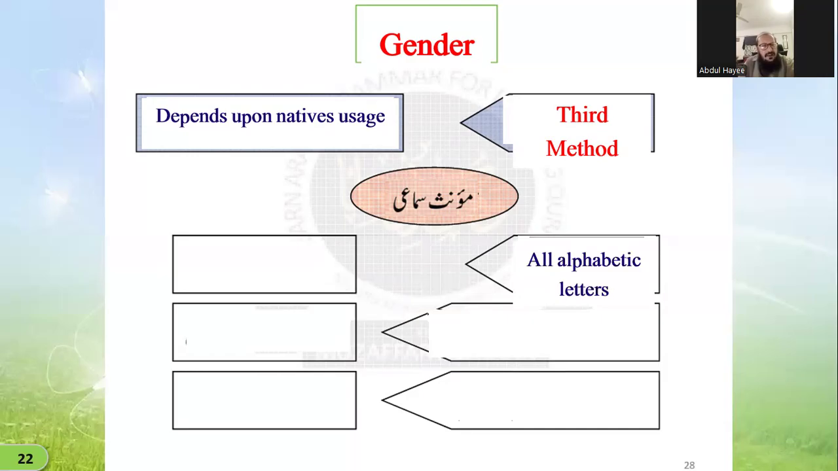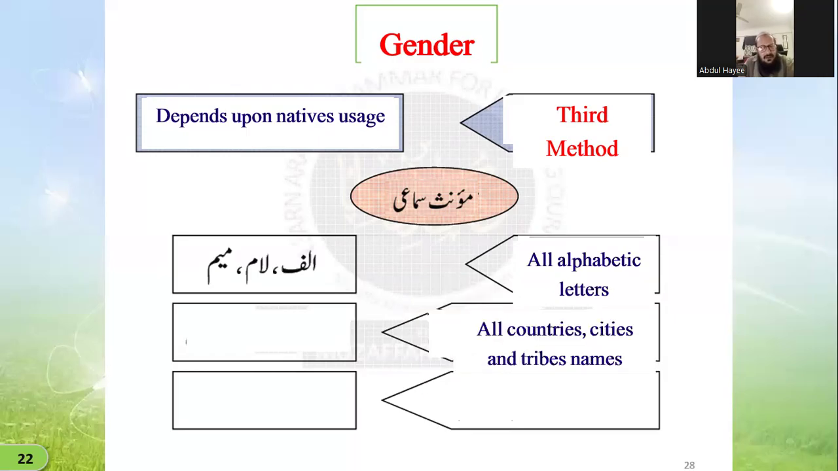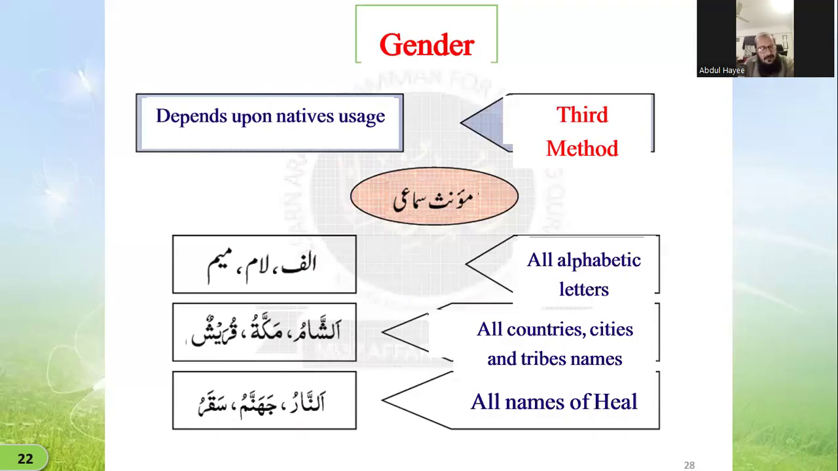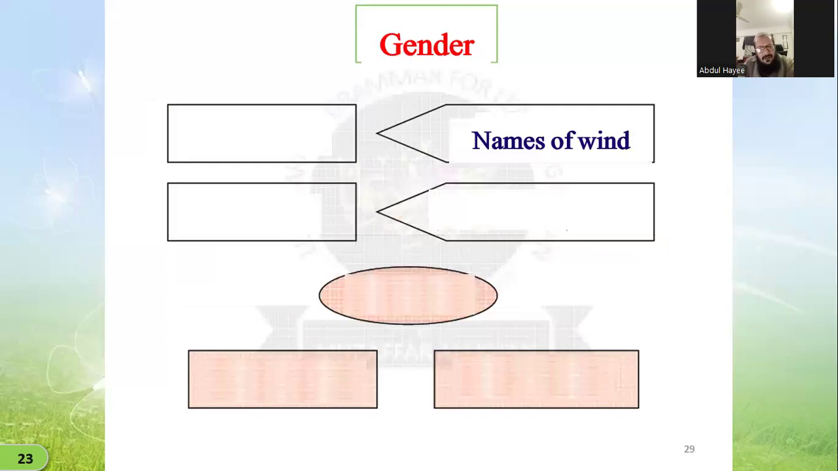For example, all alphabetic letters, they say they are feminine, just like alif, lam, mim. For example, all countries, cities, and tribes' names, they say they are feminine, just like Ash-Sham, Makkah, Quraysh, they are all feminine words. All names of hell, just like An-Nar, Jahannam, Saqar, they are all feminine. For example, names of winds, just like rih, dabur, qabul, sarsar, they are all feminine.